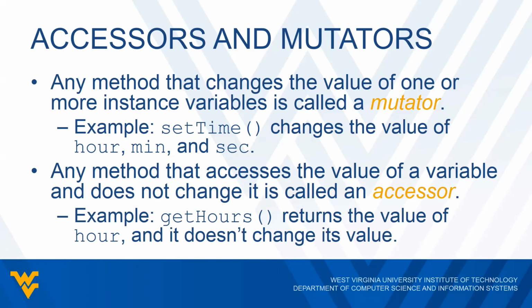So in this example, getHours would be a method that returns the value of hour, but it doesn't actually change the value. So remember, accessors are methods that allow us to get the value of an instance variable without making any changes to it. Mutators are methods that actually have us change the value of those variables.